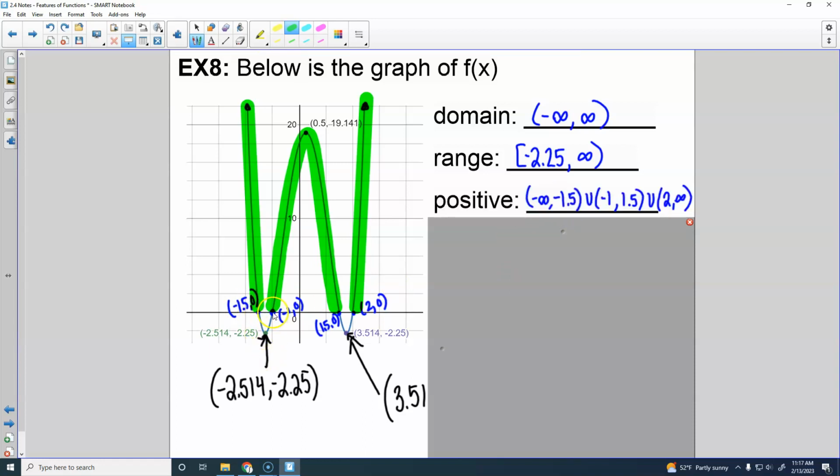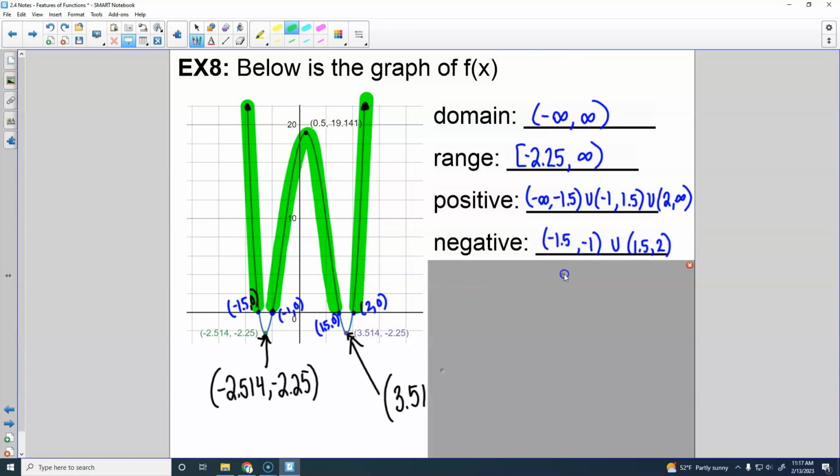Then your negative right here, actually I'm going to do these both at the same time. So your negative from negative 1.5 to negative 1. Your positive, you're above the x-axis from negative 1 over here to 1.5. You go negative again for a little bit from negative 1.5 to 2. And then you're positive from 2 to infinity. You're only using the x-coordinates of those points because that's what we do to report positive, negative, increasing, decreasing, all of those things.